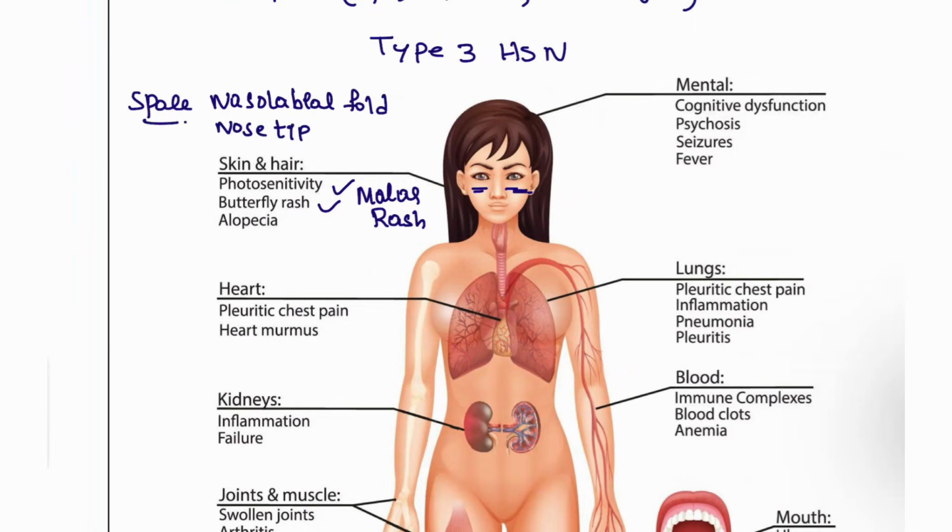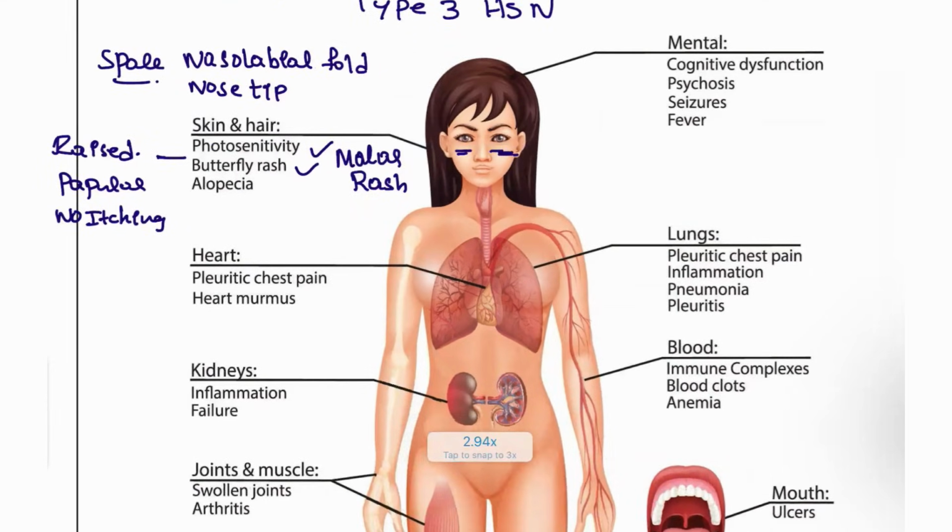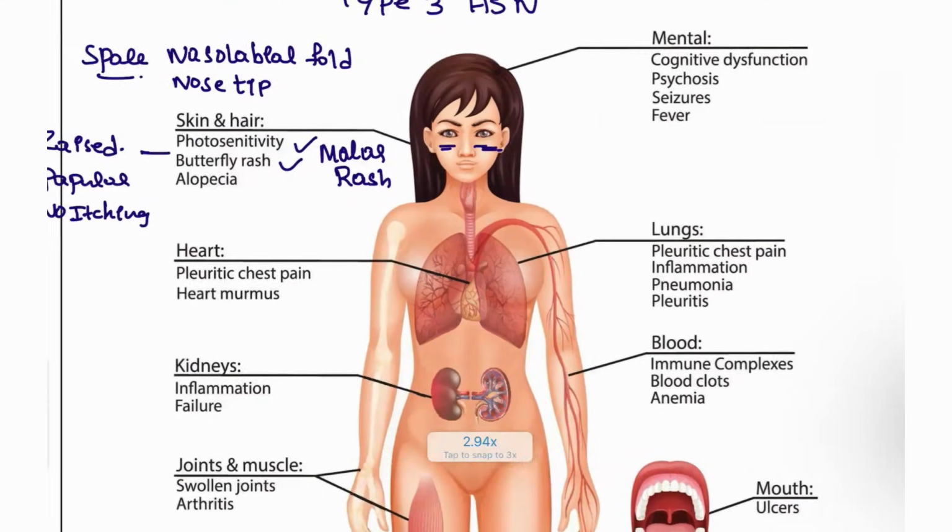And how would the lesion look? The lesion will be a raised, papular type of rash. And no itching, guys. No itching is seen in the malar rash. And it will be triggered and increased by sunlight. So photosensitivity is also seen.